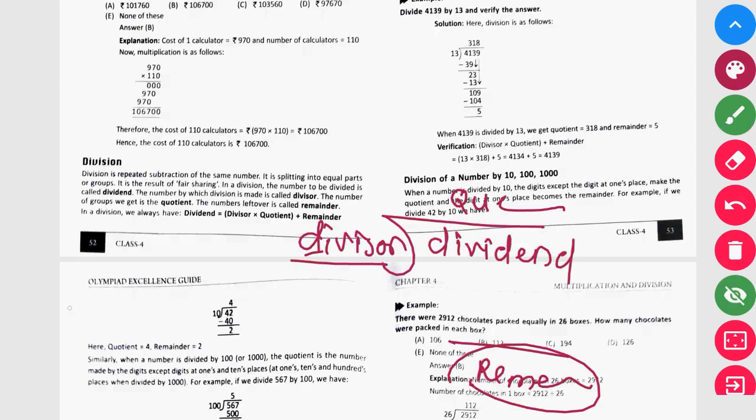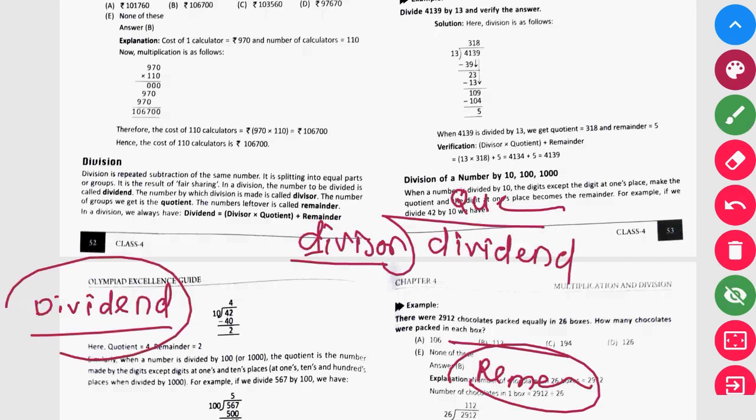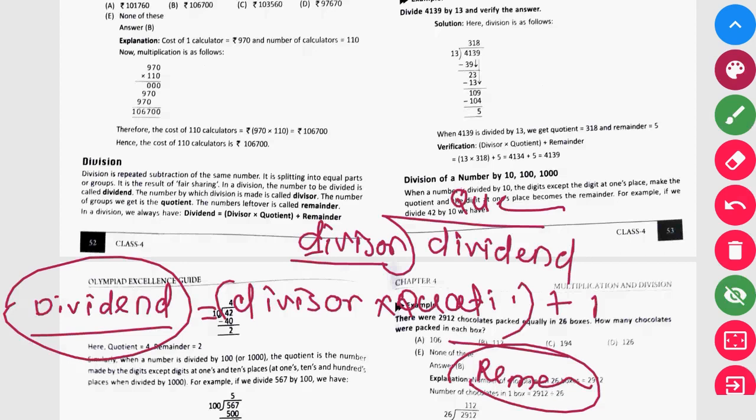Okay, so there is one formula. If you want to find the dividend, dividend is equal to divisor multiplied by quotient plus remainder. So the dividend is denoted as capital D, the divisor is denoted as small d, the quotient is denoted by Q, and the remainder is denoted by R. So this is the formula to find the dividend: divisor multiplied by quotient plus remainder.